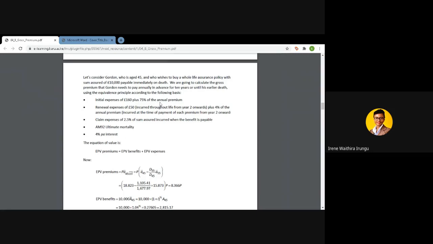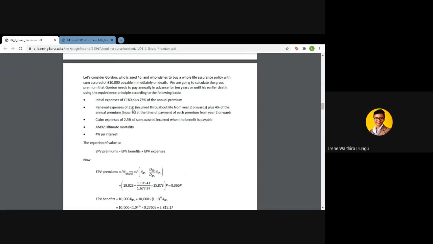So if I denote my annual premium with P, then it means that the initial expense, which will only be payable once, will be the 160 plus 75% of P, where P is unknown, and that is what we actually want to determine. Then the next is a renewal expense of 50.